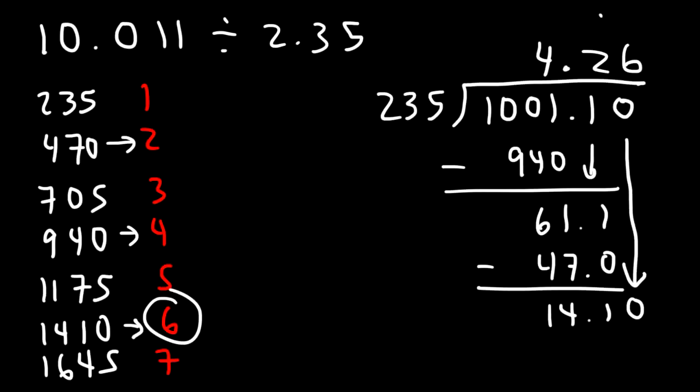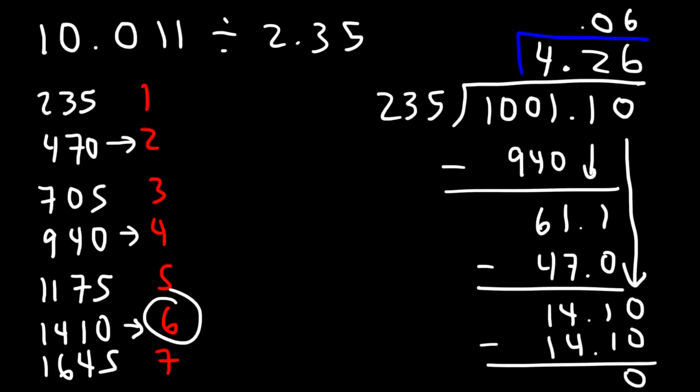235 times 0.06, because the 6 is in the hundredths place, will be 14.10. And so now we have a remainder of 0. So this is the final answer. So just to confirm it, if you type in 10.011 divided by 2.35, it will give you this answer, 4.26.